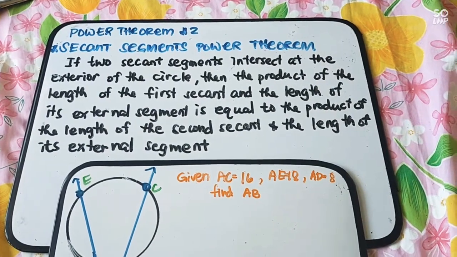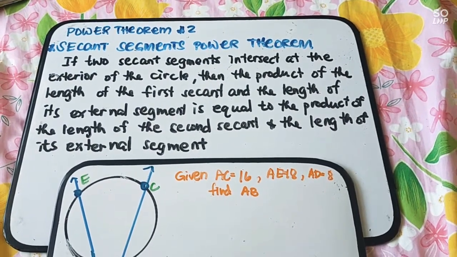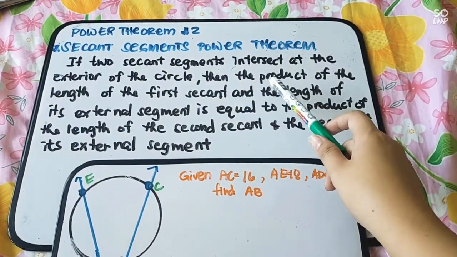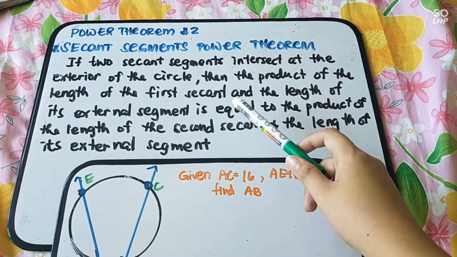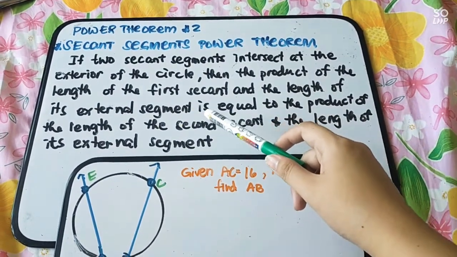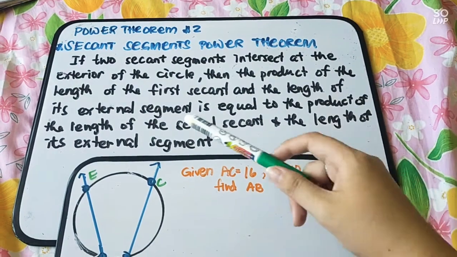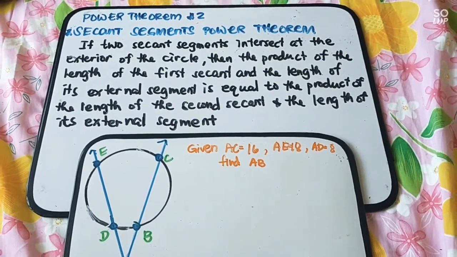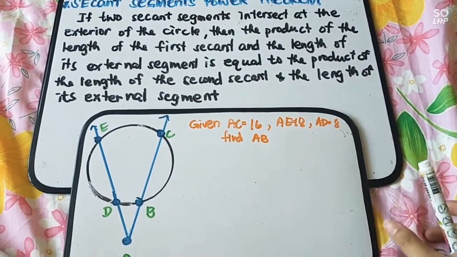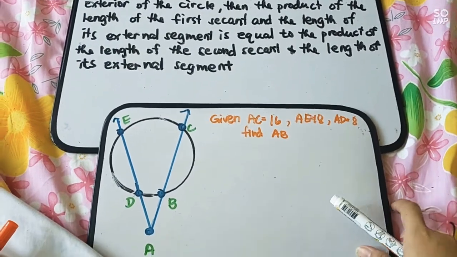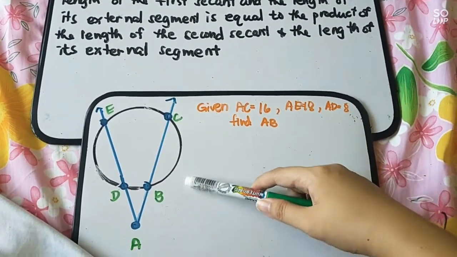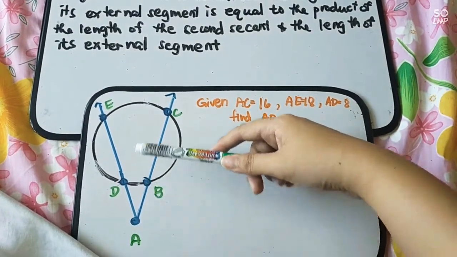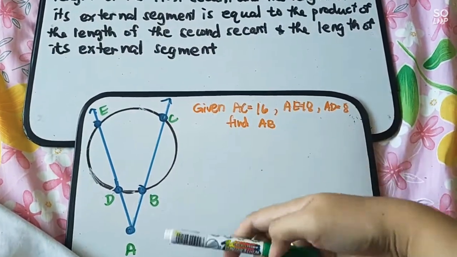Power theorem number 2. We have the secant segments power theorem. If two secant segments intersect at the exterior of the circle, then the product of the length of the first secant and the length of its external segment is equal to the product of the length of the second secant and the length of its external segment. So, we have here a given of a circle. Consider this figure. We have a secant here which is CA and a secant here which is EA.